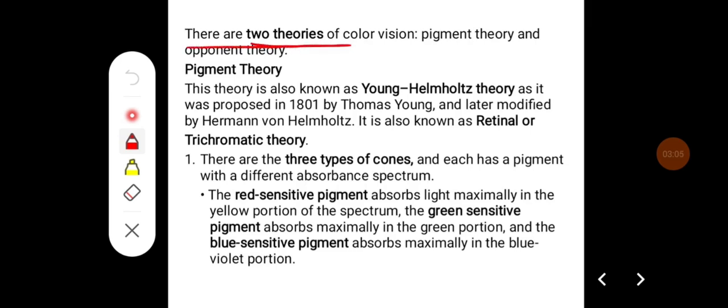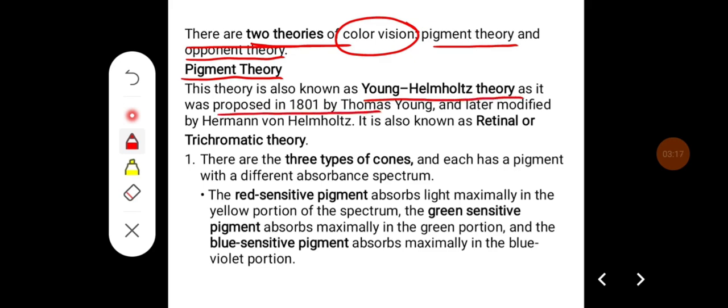There are two theories for color vision, pigment theory and opponent theory. Coming to pigment theory, this theory is also known as Young-Helmholtz theory, as it was proposed in 1801 by Thomas Young and later modified by Hermann von Helmholtz, and it is also known as retinal or trichromatic theory.